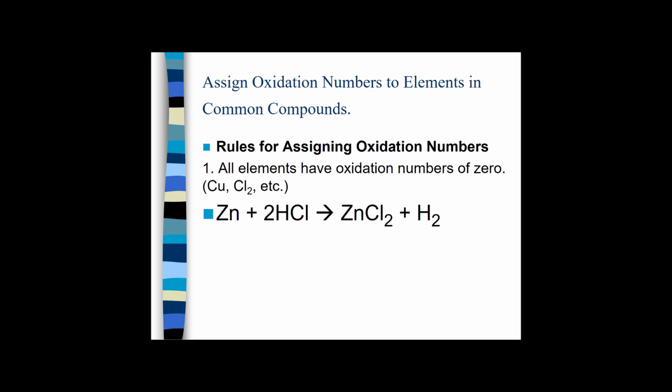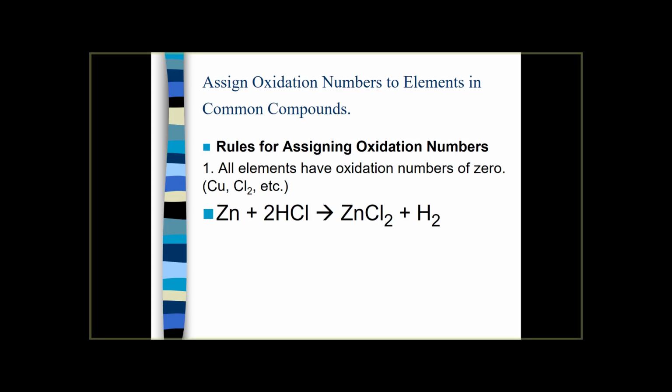in compounds. Some of it will be review and some of it will be a little bit new or a little bit different. This information in the following slides is also found in your homework assignment. So let's start off with the rules for assigning oxidation numbers. First of all, elements have oxidation numbers of 0. So looking at this balanced equation, we see that our first element, zinc, will have an oxidation number of 0.